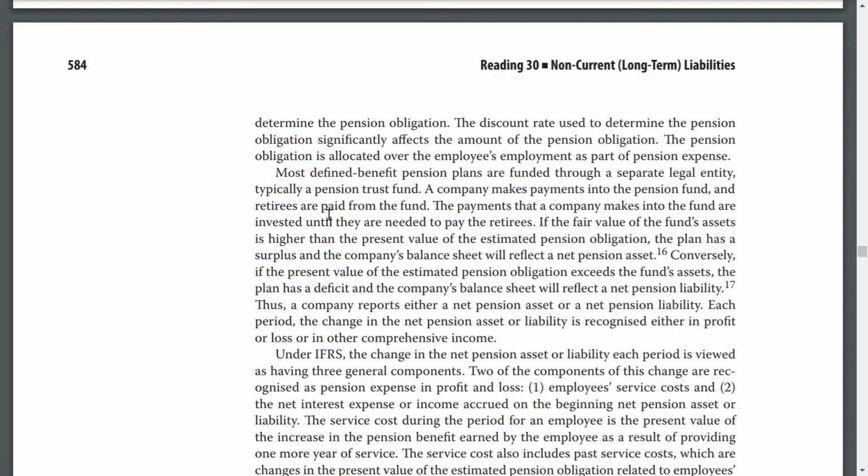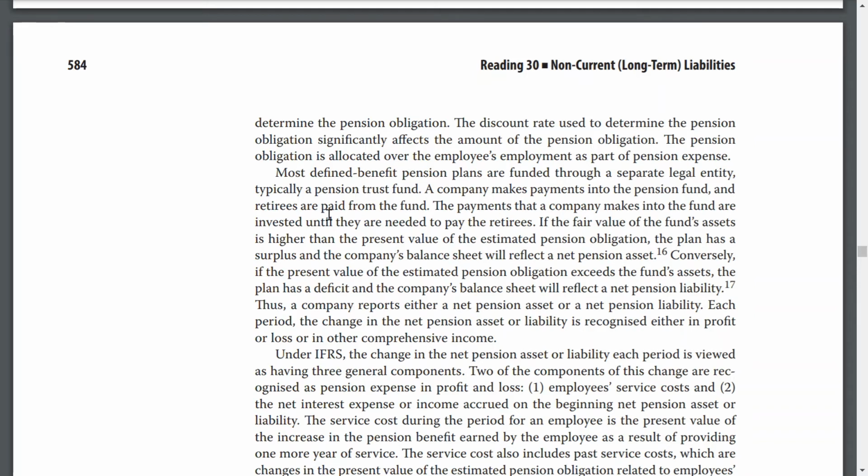If the fair value of the fund's assets is higher than the present value of the estimated pension obligations, the plan has a surplus, and the company's balance sheet will reflect a net pension asset. Conversely, if the present value of the estimated pension obligation exceeds the fund's assets, the plan has a deficit, and the company's balance sheet will reflect a net pension liability. Thus, a company reports either a net pension asset or a net pension liability.